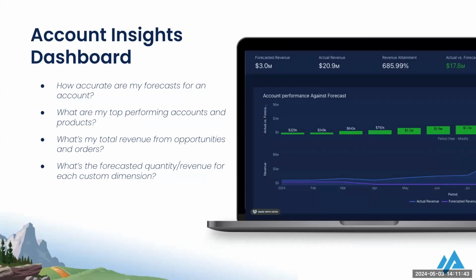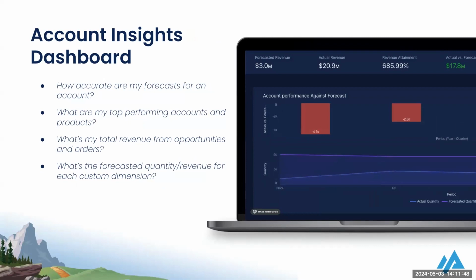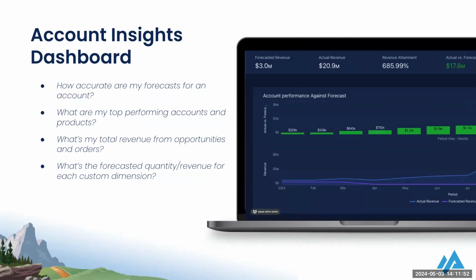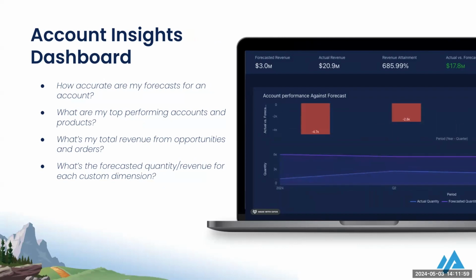And then the account insights, if you do set up any forecasting for a specific customer account, the account insights is going to allow you to do something very similar to the product insights. So how are your forecasts performing for each account? Which account is top performing? Of that top performing account, which products were top performing?